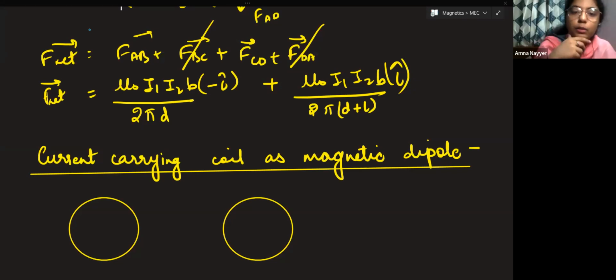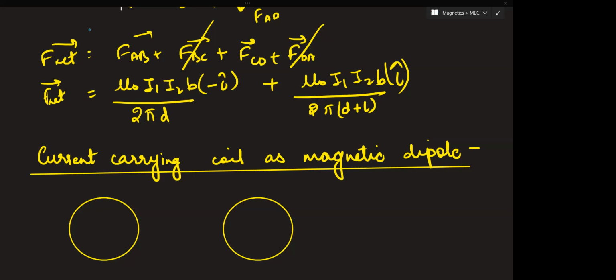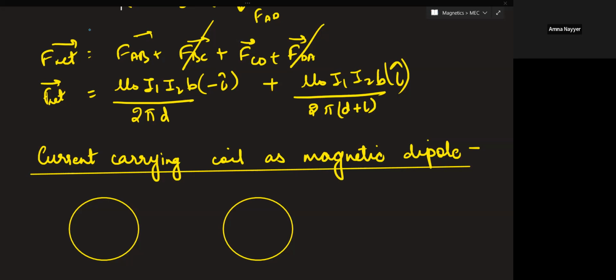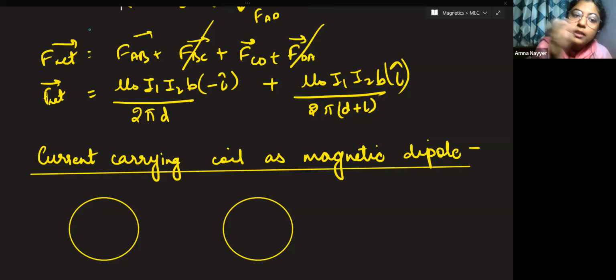All right. Now we have to calculate the current carrying coil as a magnetic dipole. This means the current carrying coil is now acting as a dipole. We have studied dipoles: a dipole is two opposite charges having the same magnitude. In case of a magnetic dipole, it means a south polarity and a north polarity.